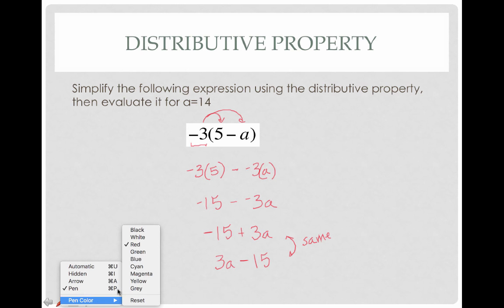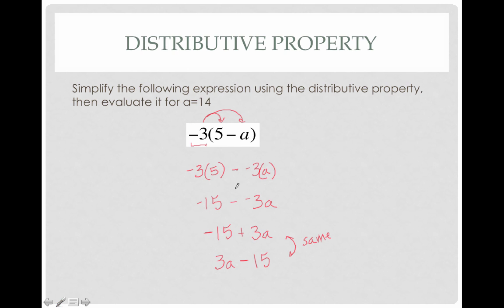I'm asked to evaluate, so let's just do another quick example of evaluating. If a is 14, let's go and put 14 in for a. 3 times 14 minus 15. And what do we get? 3 times 14 is 42. 42 minus 15 is going to give me 27.